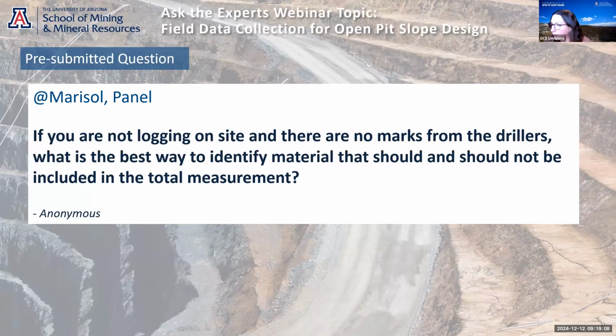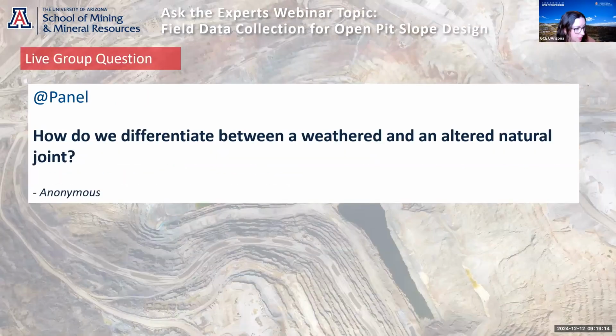Thanks, Dean. We do have a couple of live questions coming in, and I think that's a good lead into one of them here: how do we differentiate between a weathered and an altered natural joint in the core log?